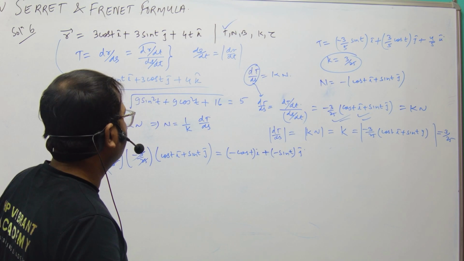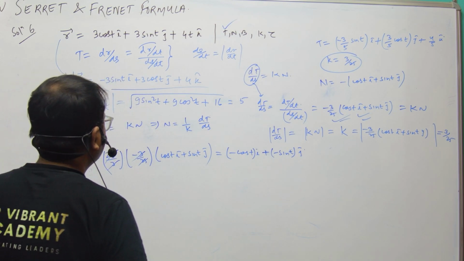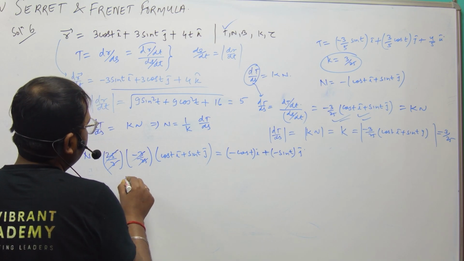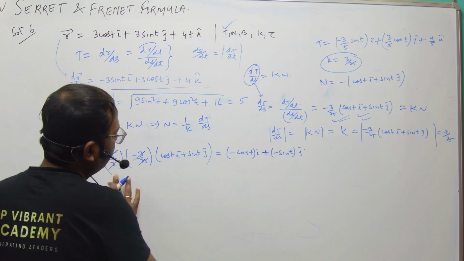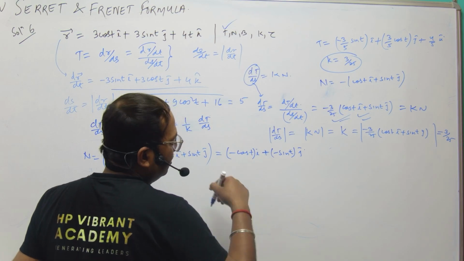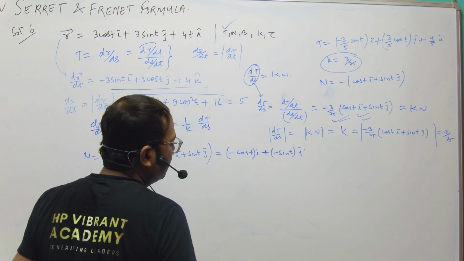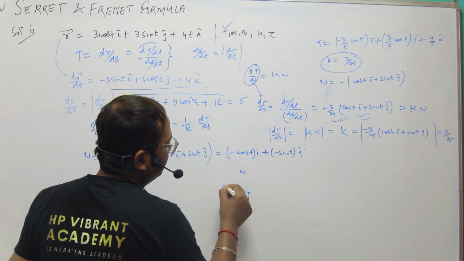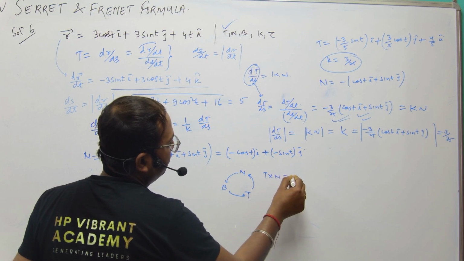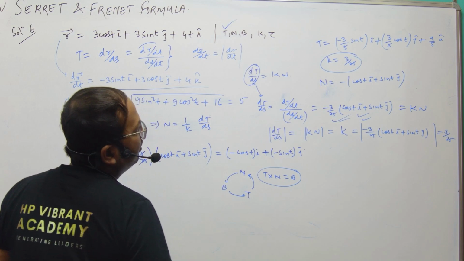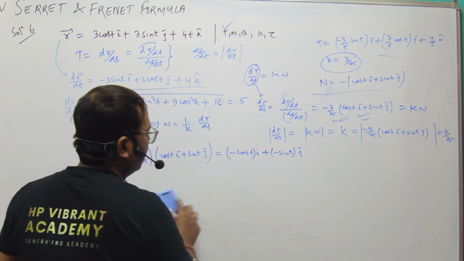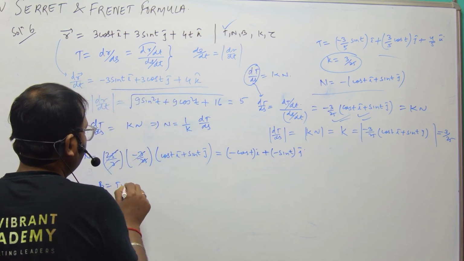Now let us calculate the value of b. The order of t, n and b is in the anti-clockwise direction, that is the right hand thumb rule. We have t cross n is equal to b. Let's calculate b. The value of n is this one, the value of t is this one. Let's find t cross n. We have the value of b is equal to t cross n.